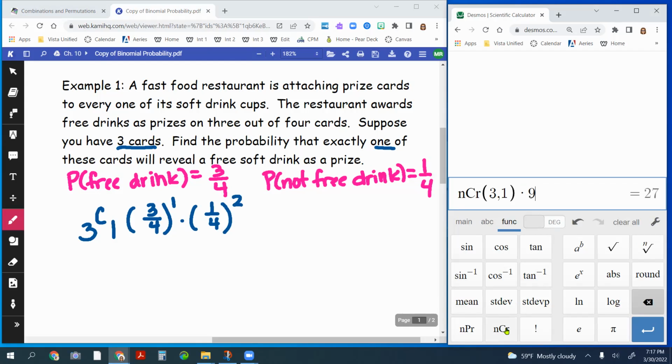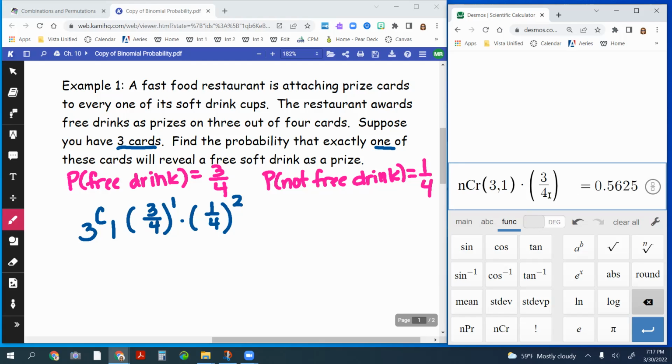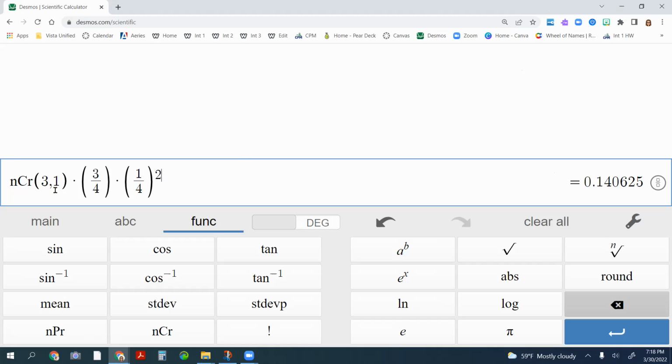Times 3/4 raised to the power 1, which I don't really need, times 1/4 raised to the power 2. Okay, let me make sure all of that got in here. So 3 choose 1 times 3/4 to the power 1 and 1/4 to the power 2.